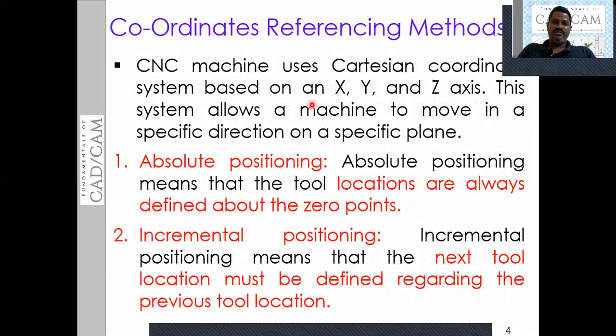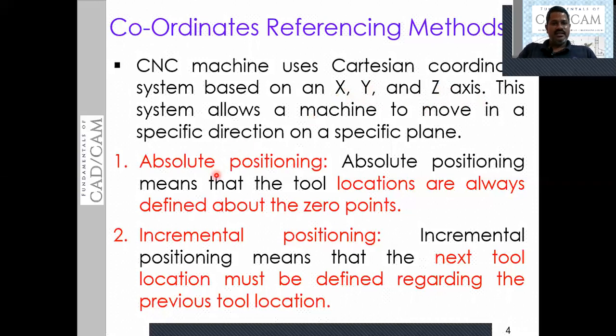This is what happens in the case of NC coordinate referencing methods. Basically, these NC coordinate referencing methods use the principal axes, those are X, Y, Z. With respect to these axes only, we are going to provide the coordinate values.